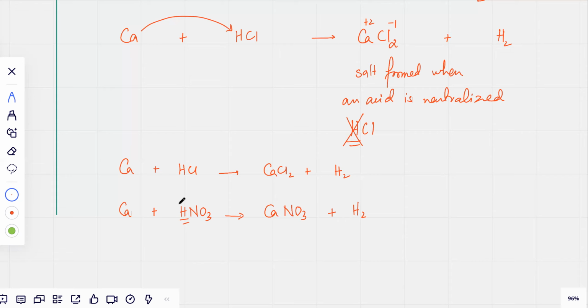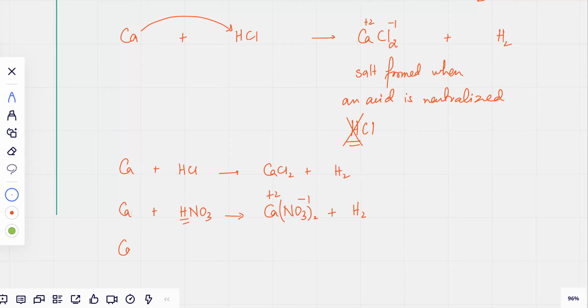Whenever you form a salt, make sure you do the crisscross. The charge on NO3 is -1 and the charge on calcium is +2. So what is the formula? Ca(NO3)2, Ca with NO3 in brackets and 2. So that is what your salt is.